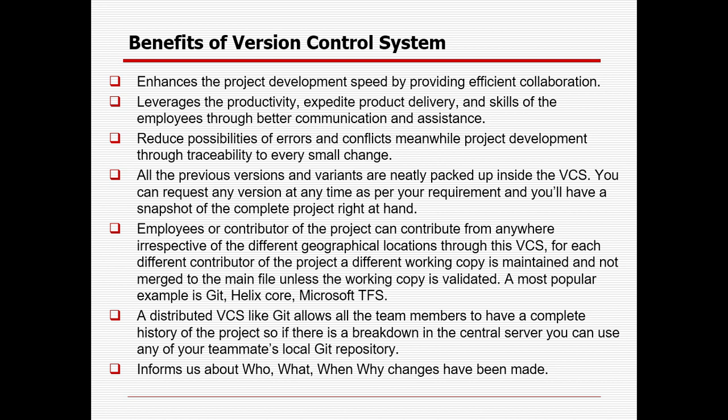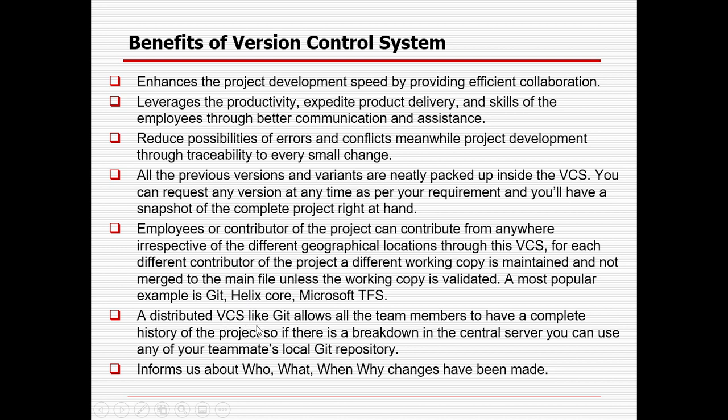All the previous versions and variants are neatly packed up inside the VCS, right? Users can request any version anytime as per their requirement, and they will have a snapshot of the complete project right at hand. Employees or contributors of the project can contribute from anywhere, irrespective of geographical location, through this VCS. For each different contributor of a project, a different working copy is maintained and not merged to the main file unless the working copy is validated. Popular examples are Git, Helix Core, Microsoft or TFS.